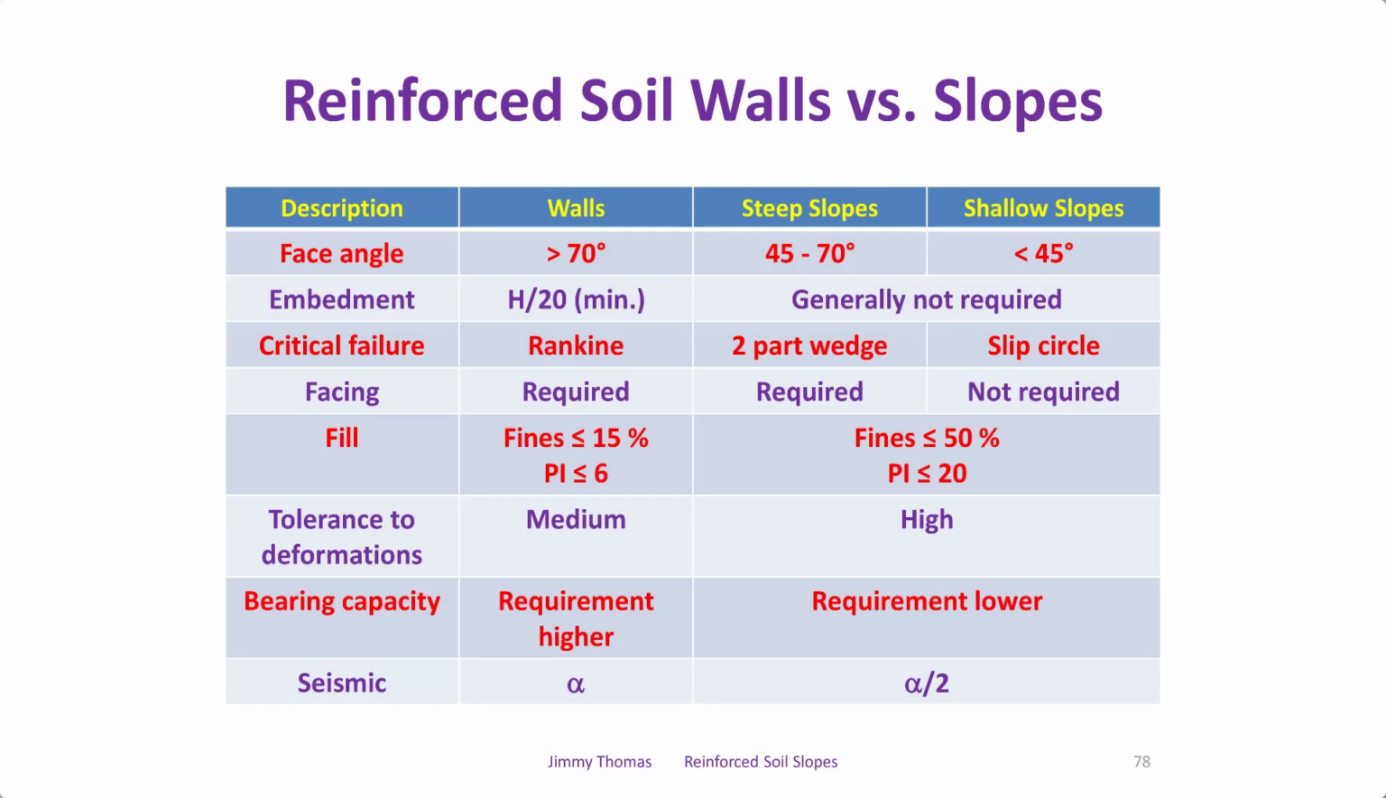Then bearing capacity, in the case of walls, is more stringent. For slopes, it is lesser. Even for seismic, normally the peak ground acceleration we use, in the case of slopes we take 50% of that used for walls.